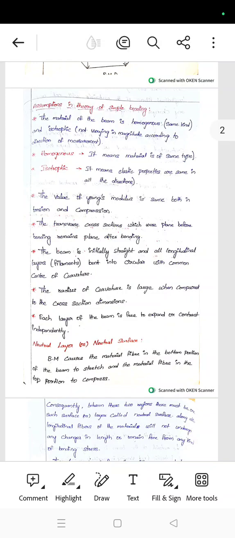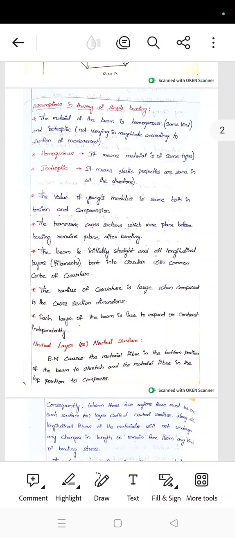Next assumption, the transverse cross section which was plane before bending remains plane after bending. So before and after bending, the transverse cross section will be the same. Coming to the next assumption, the beam is initially straight and all longitudinal layers or filaments, you can say, bend in circular form. So it will have a common center with a radius. So it will be bending in a circular form.